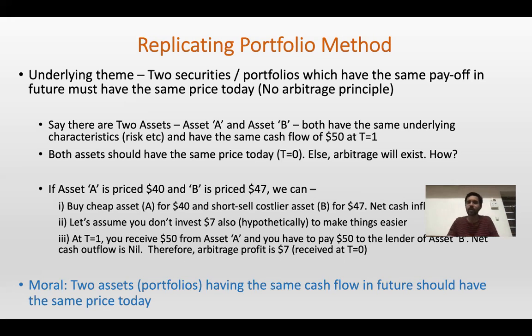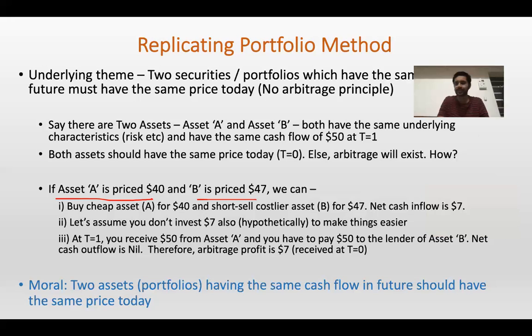Let's see how. For now I've assumed that asset A is priced at $40 and asset B is priced at $47. So $50 is received at t equal to 1 from both asset A and asset B. For asset A I need to pay $40 to acquire it, and for asset B I need to pay $47, but acquiring either gives me the same benefit in future of $50. So how arbitrage will exist is, I will buy the cheaper asset, which is asset A. If I buy asset A, I need to pay $40 today.